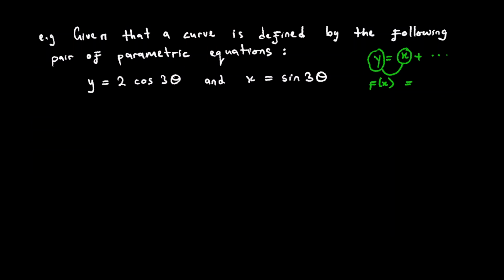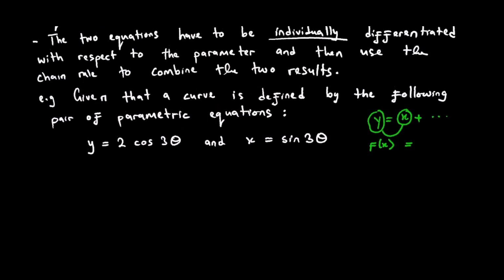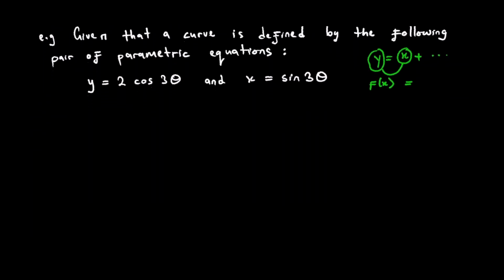Saka tanyora chirungu chakawandisa apapa, but that the two equations have to be individually differentiated with respect to the parameter and then use the chain rule to combine the two results. Apa takuda kuchidemonstrata kuti chirungu chatanyora ichi chinorevei.